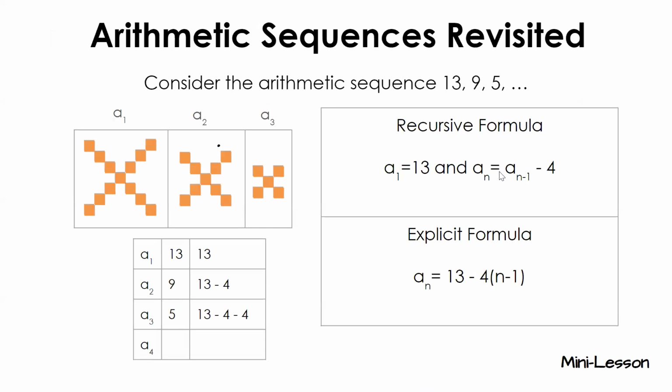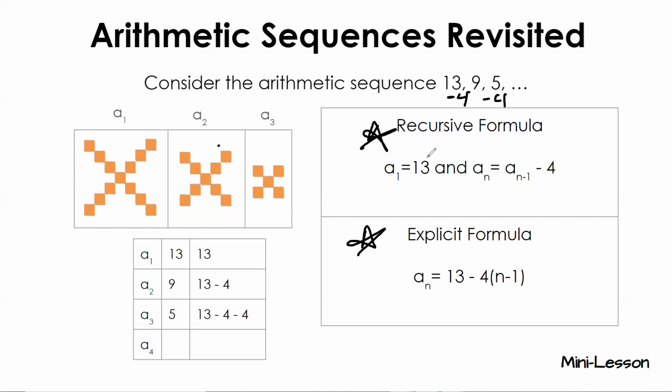All right, what do we know about arithmetic sequences? When you're adding. Okay, so for instance, if we have 13, 9, then 5, what are we doing? Okay, so we're subtracting 4 each time. We talked about the recursive formula, and then we talked about the explicit formula.